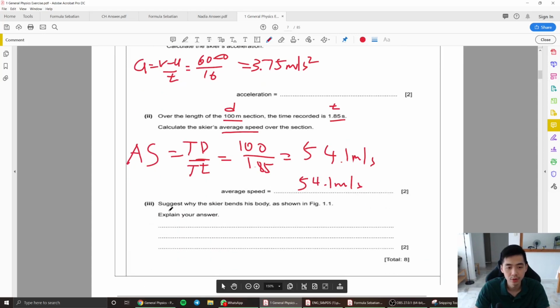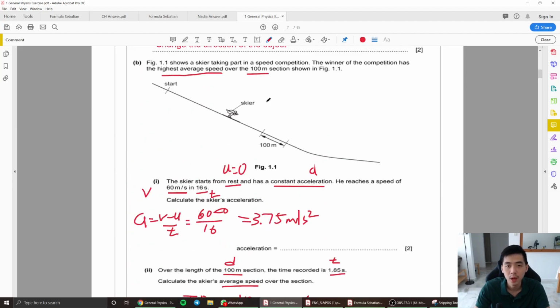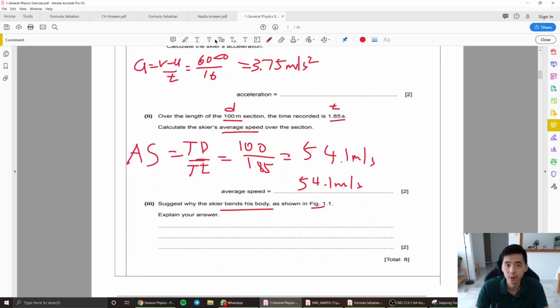And finally, they ask you to suggest why the skier bends his body as shown in figure 1.1. There are two specific reasons why he bends his body. Number one, as he bends his body, his center of gravity is lower, so he is more stable. Or number two, when he bends his body, he's actually exposing less surface area, so he experiences less air resistance. Either one you write is definitely acceptable.